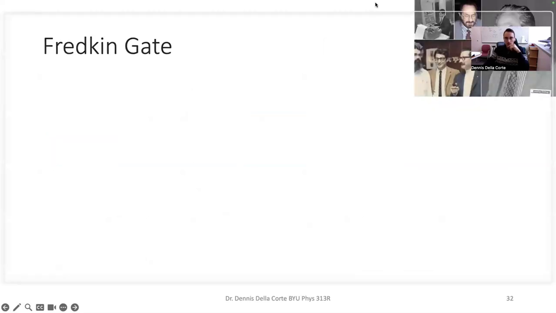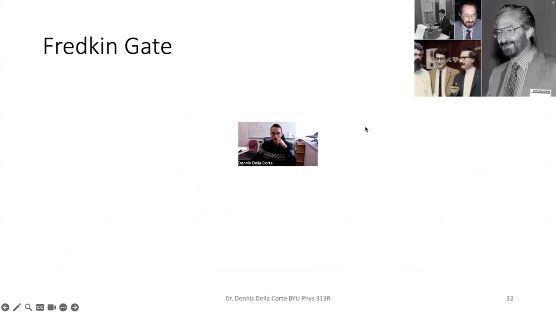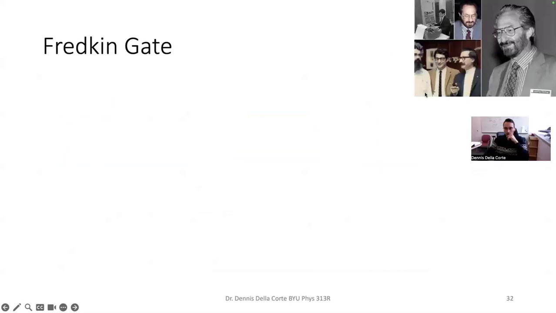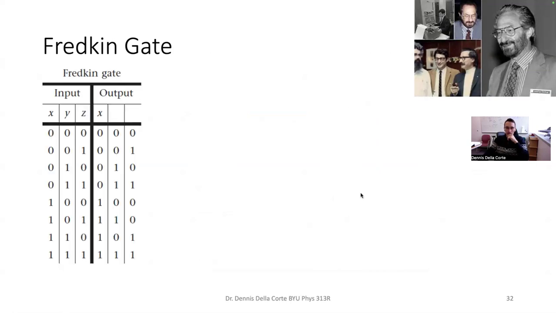Then there is this other gate we want to quickly talk about, the Fredkin gate, which is also functionally complete. And Fredkin is a very, he passed away 2 years ago, but he was a very influential scientist and had some very strong ideas that are not widely shared, but he had some really cool, insightful, brilliant ideas as well.